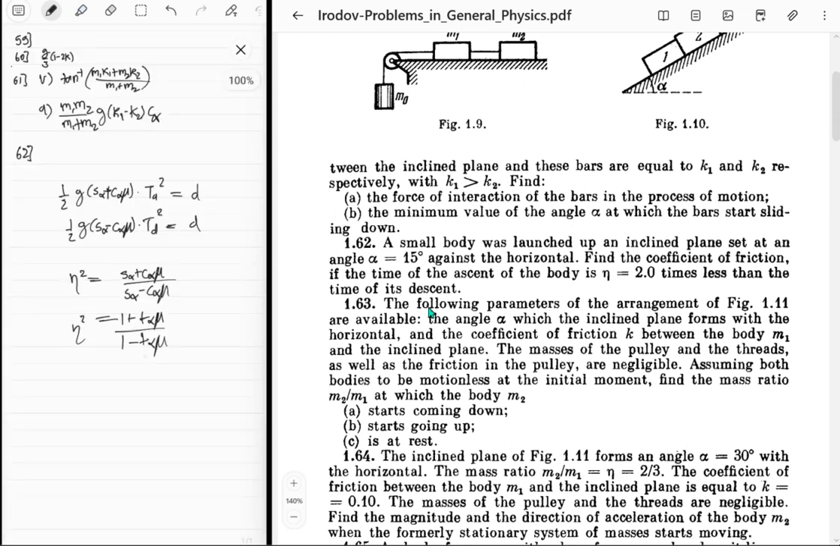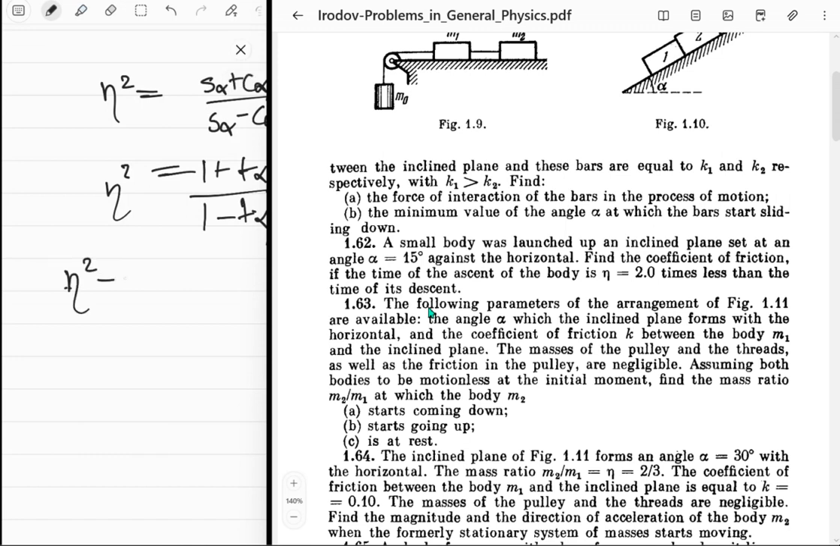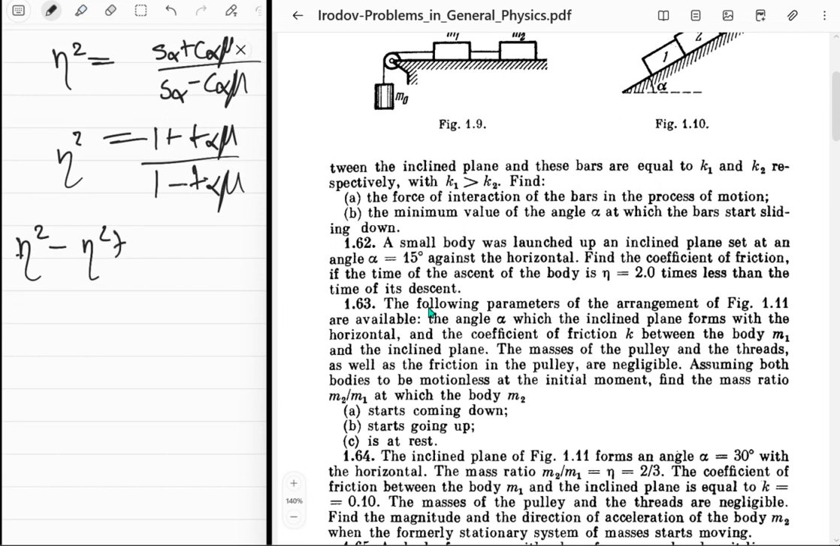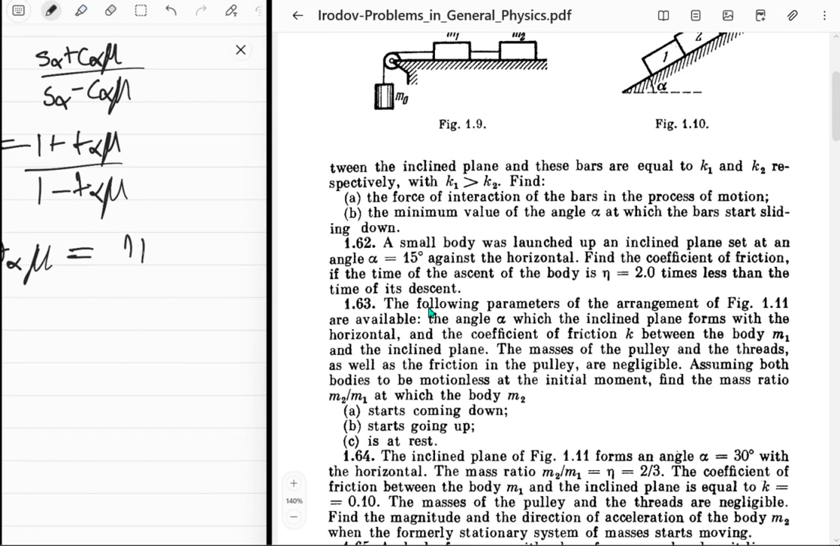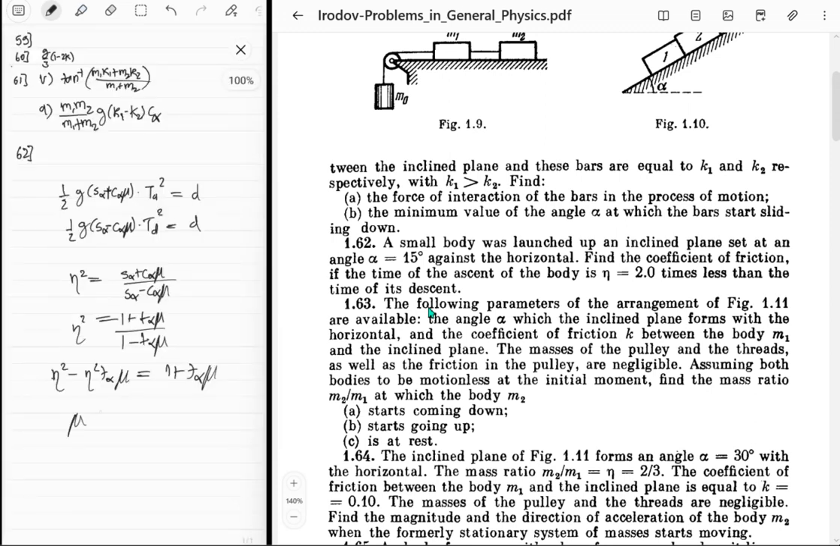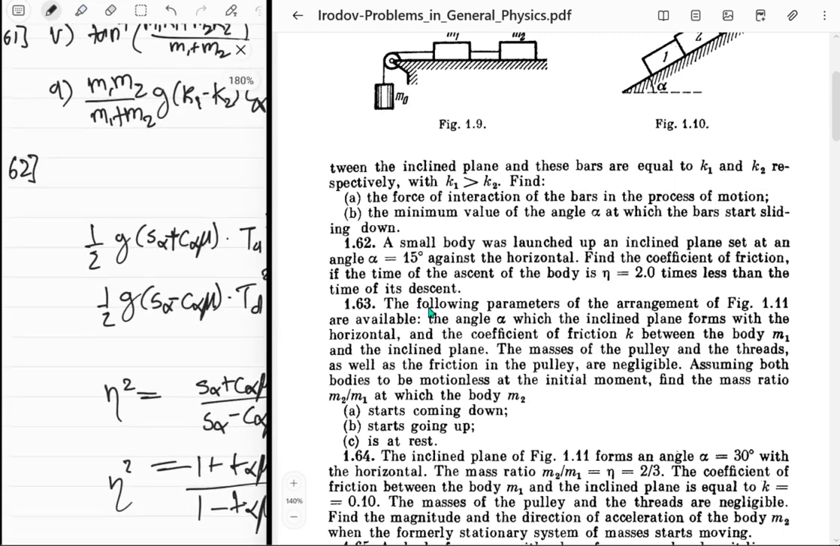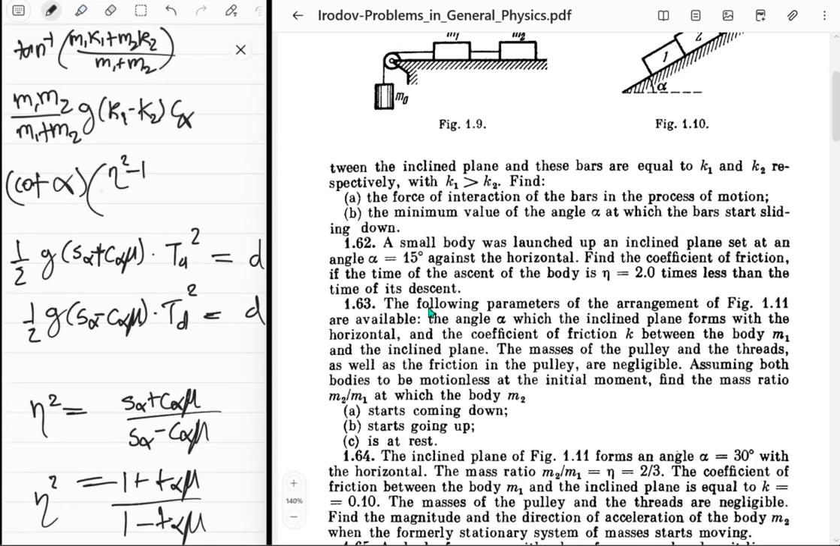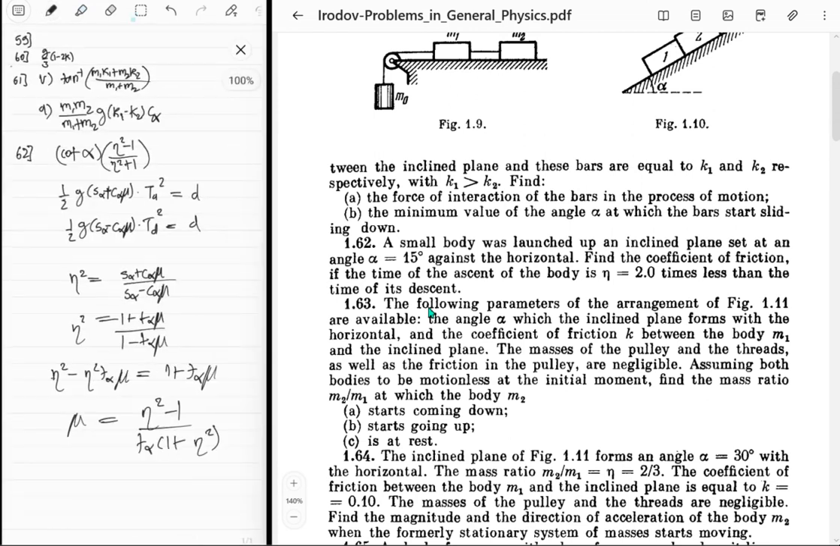And from here you can figure out what mu should be, I think. Yeah. So multiply, we just got this thing squared minus. This is weird, really. Wait, did I just? Okay, fine. Just squared times tan alpha. Sorry. Eta squared times 1 minus tan alpha mu is equal to 1 plus tan alpha mu. So the coefficient of friction is equal to this thing squared minus 1 upon tan alpha into eta squared plus 1. That should do it. So this will be cot alpha into this quantity, squared minus 1 upon squared plus 1. That should be it.